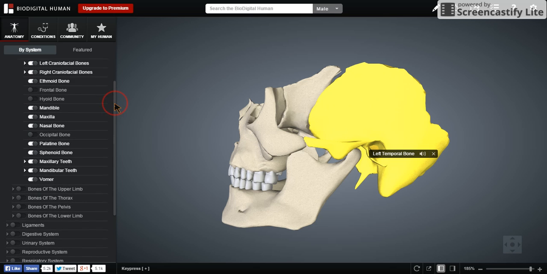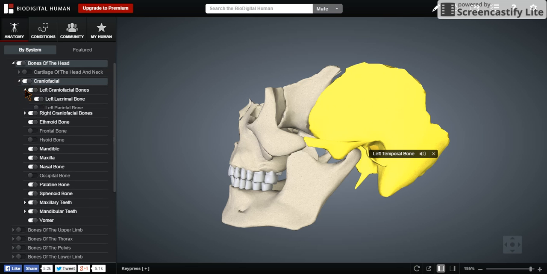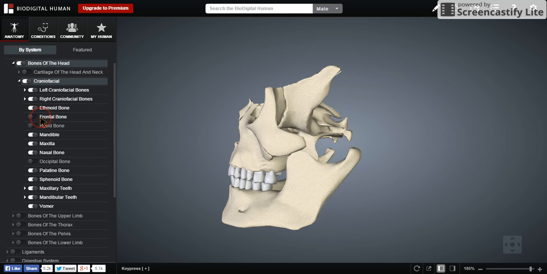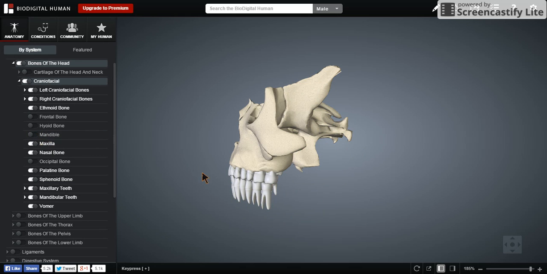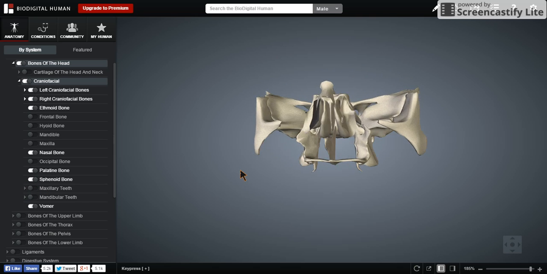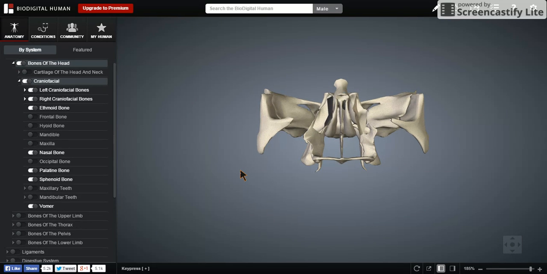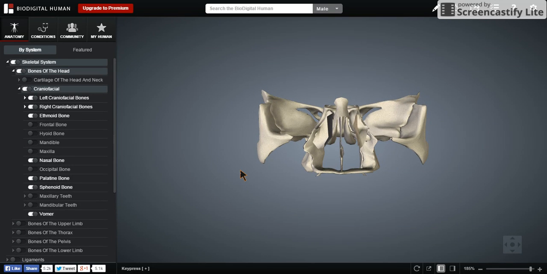I'm going to remove the mandible, the maxilla, and in addition we're going to remove the teeth. And what remains? A bunch of bones that are very small, difficult to identify, and get confusing.